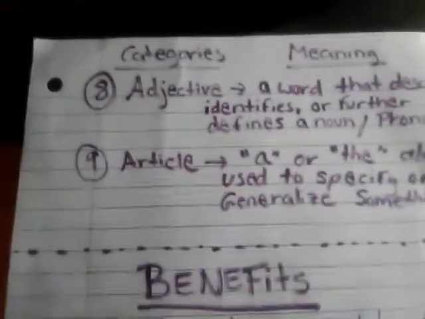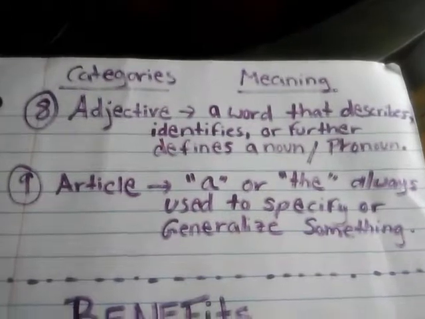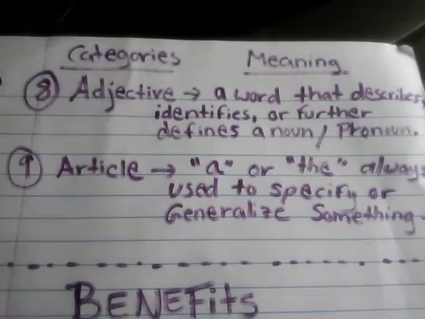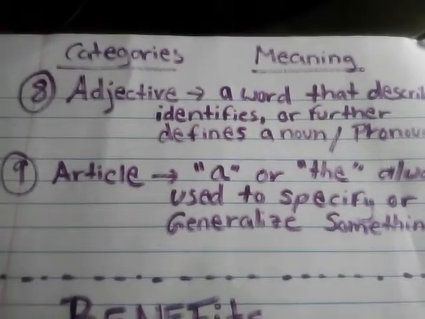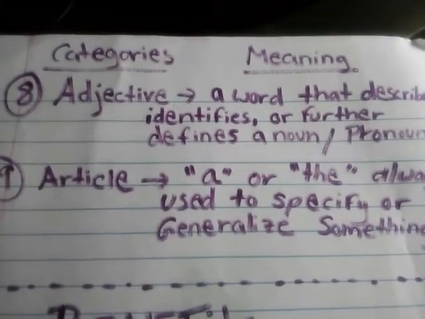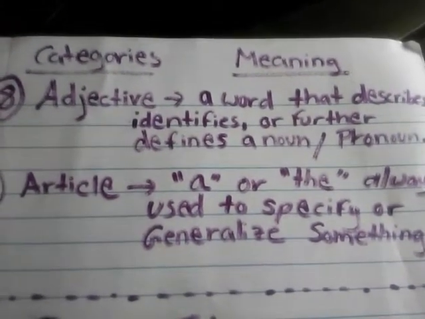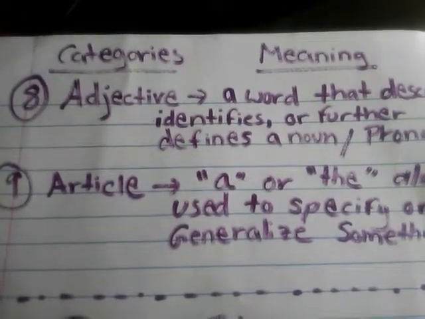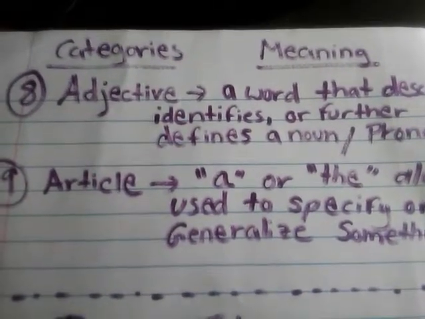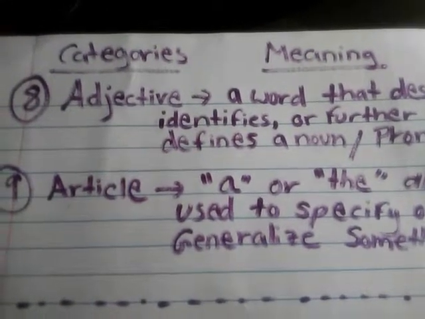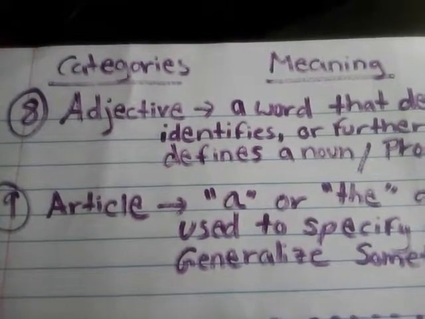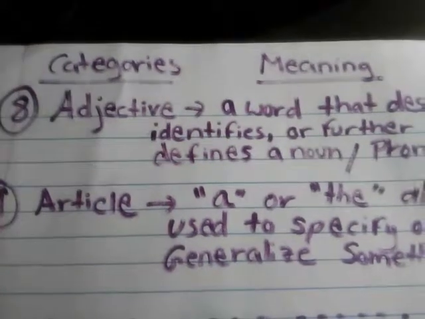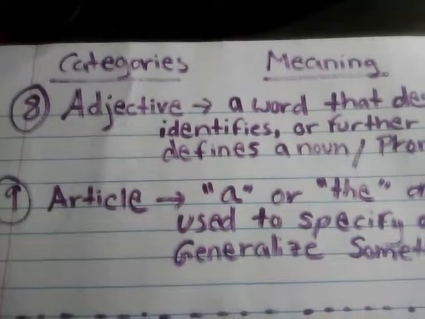Okay, and then the last two on the next page is the adjective. An adjective is a word that describes, identifies, or further defines a noun or a pronoun. So we did say a noun and a pronoun is a person, place, or thing. And basically the adjective can describe, for example, a tall person, a big building, a yellow chair, and so on and so forth. This is considered an adjective.